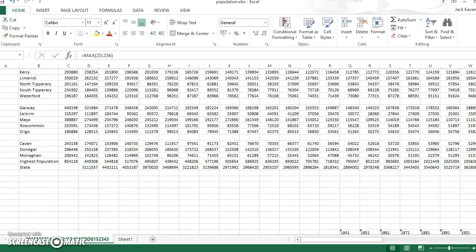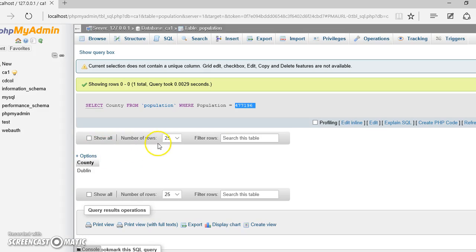Then I went into MySQL, phpMyAdmin, and I did this SQL command where I select the county from population where the population was equal to the highest population for that year, and it gave me the county with that population. There's only one county for that year that would have that population, nothing overlaps, so I didn't have to worry about the year.